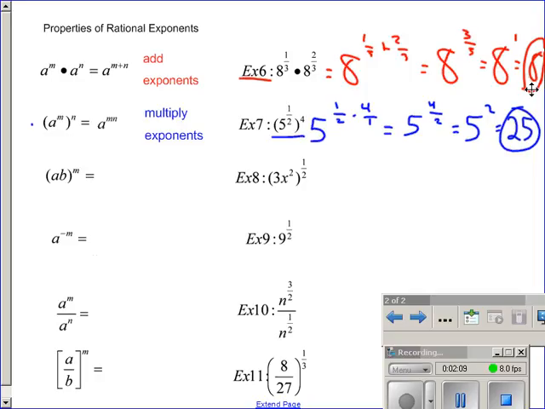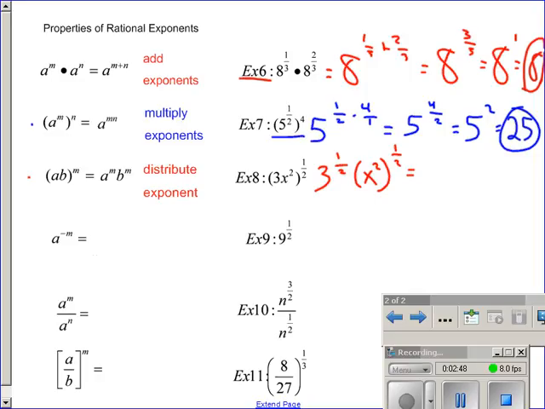The next example, we have ab in parentheses raised to m. Whenever you see them in parentheses raised to a power, we want to distribute that exponent. So it looks like a to the m, b to the m. So in example 8, we have 3x squared to the 1/2 power. So we want to take 3 to the 1/2 power, and we want to take x squared to the 1/2 power. And I'm going to put x squared in parentheses.